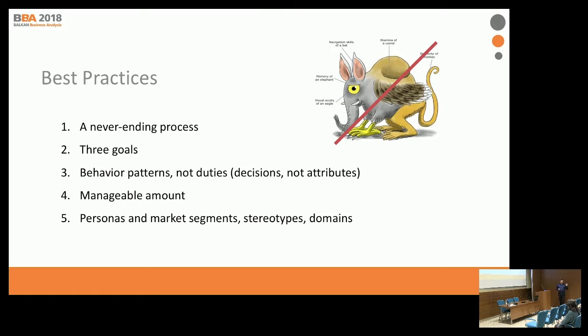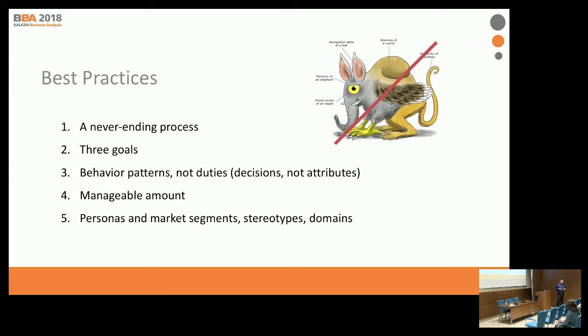You need to have only 3 goals per persona. You don't need to end up in a situation where it's too complicated. Keep it simple. Just 3 goals that the person wants to achieve is enough. Maybe 2 goals is also fine.